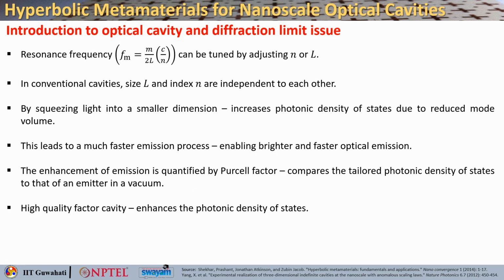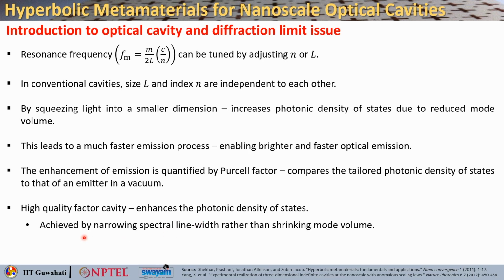So, the high quality factor cavity basically allows you to enhance the photonic density of states. That is achieved by narrowing the spectral line width rather than shrinking the mode volume. So, researchers typically introduce a high quality factor cavity to enhance the photonic density of states, and as I mentioned, it is done typically by narrowing the spectral width or spectral line width rather than reducing the volume of the modes.